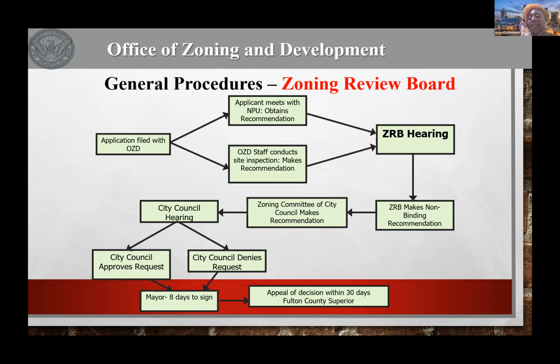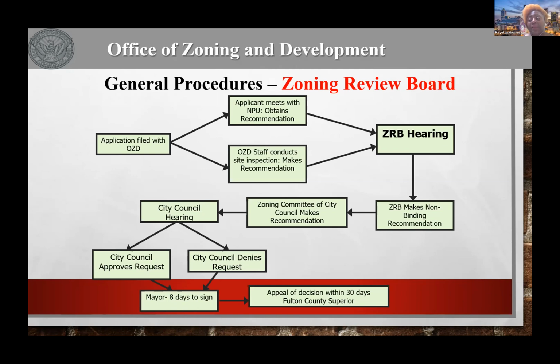Once that application is heard by zoning review board, the recommendation from the zoning review board is sent to the zoning committee of city council. The zoning committee of city council meets twice a month, and that is the second and the fourth Monday of every single month at 11 a.m. There is no public comment on any application that has been heard or will be heard before the zoning review board at zoning committee. There's no public comment at all. It is the city council members of zoning committee making a recommendation to city council.